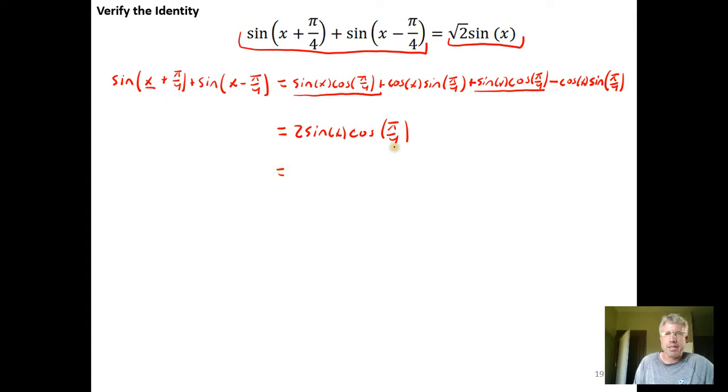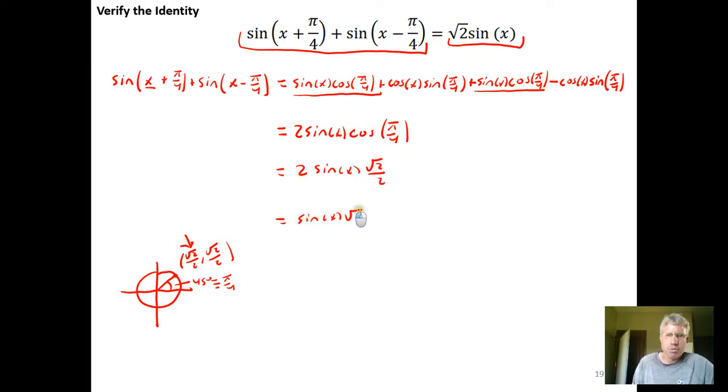And then I want to recognize that pi over 4 is a special angle. So on the unit circle, pi over 4, or 45 degrees, is a quadrant 1 angle corresponding to the ordered pair on the unit circle, root 2 over 2, comma, root 2 over 2. And we know that the cosine is the x coordinate on the unit circle, so we can replace the cosine of pi over 4 with the square root of 2 over 2. And 2 divided by 2 is 1, so we get 1 times the sine of x, root 2 over 2, and multiplication in this case is commutative, so I can rewrite it as root 2 sine x, which is what we needed to show. So we have verified the original identity.